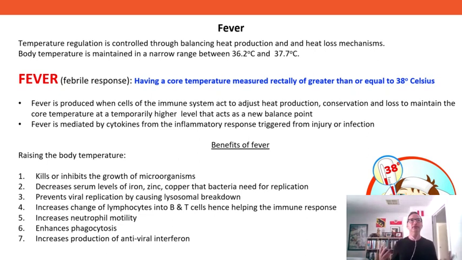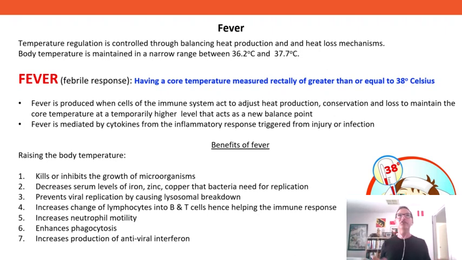And we've got a comfortable range that we can fluctuate in between about 36.2 and 37.7 degrees. So we've got this temperature regulation mechanism that's controlled through balancing heat production and heat loss mechanisms. So heat production, like burning brown fat, all of our chemical reactions are producing heat. Shivering if we're cold, things like that. And then heat loss mechanisms like radiating heat away from the body, sweating, evaporating heat, etc. So think of that negative control system with the receptor, the control center, and the activators, and this is a good example.